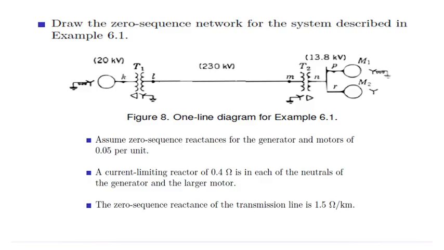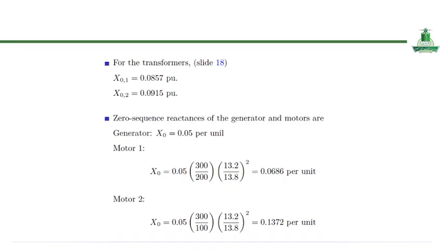Additionally, the transmission line contributes zero sequence reactance of 1.5 ohm per kilometer, which must be included based on its length. By combining these parameters and carefully accounting for transformer connections and grounding paths, the complete zero sequence equivalent network can be constructed, enabling accurate analysis of ground fault conditions in the system. So let me go to the solution.